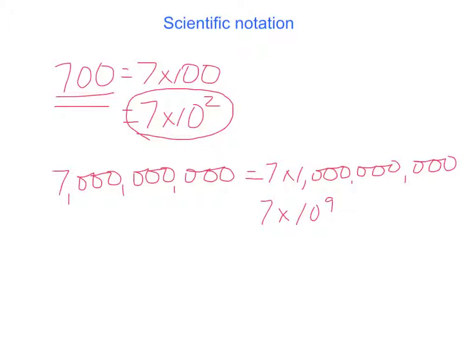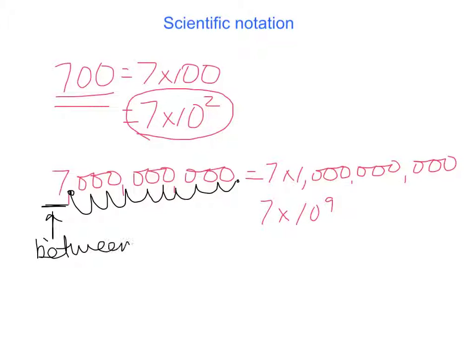Okay, but the other way to think about this is if I have my decimal point right there and I move it 1, 2, 3, 4, 5, 6, 7, 8, 9, I've now turned this into a number between 1 and 10. Okay, that fact is going to become very important. Okay, so here's another example.